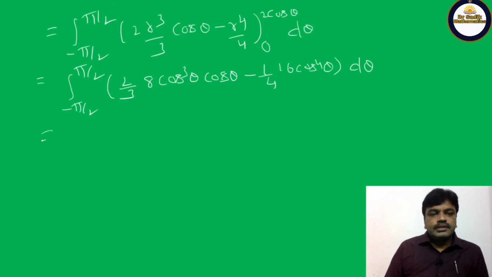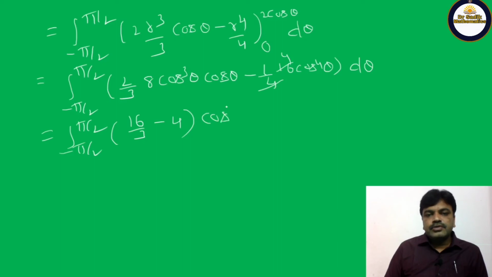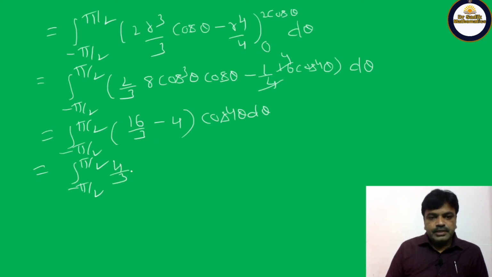Now that is equal to the integral from minus pi by 2 to pi by 2. We can take common cos power 4 theta. So we get here 16 by 3 minus 4, in 16, 4 times, so 4 into cos power 4 theta d theta. That is equal to the integral from minus pi by 2 to pi by 2. LCM is 3, so 3 4s are 12, 16 minus 12, 4 by 3, cos power 4 theta d theta.